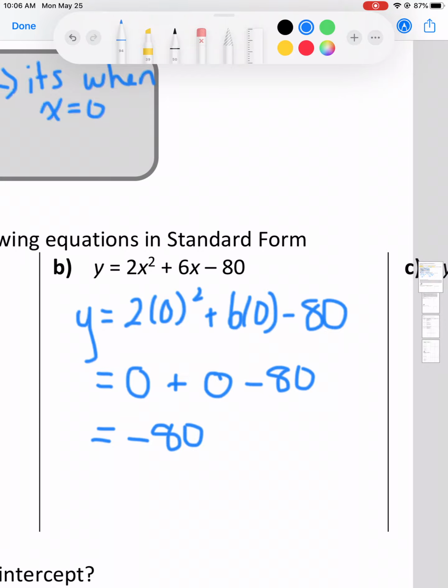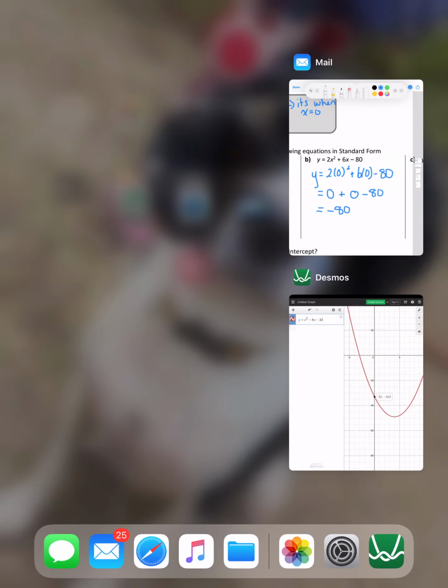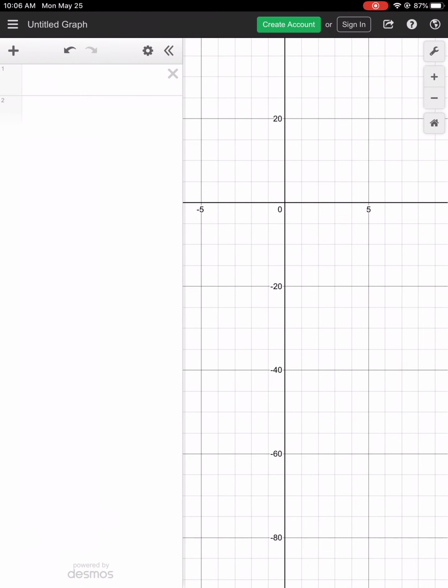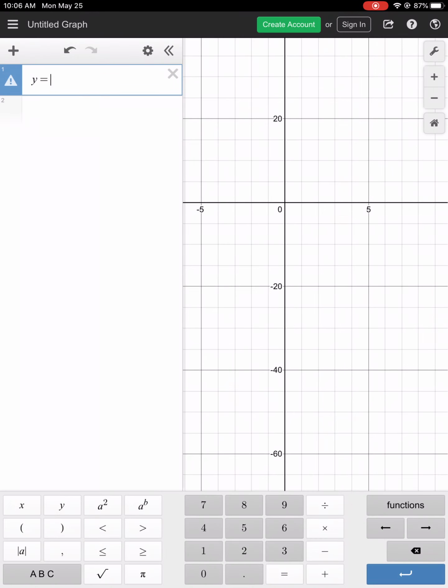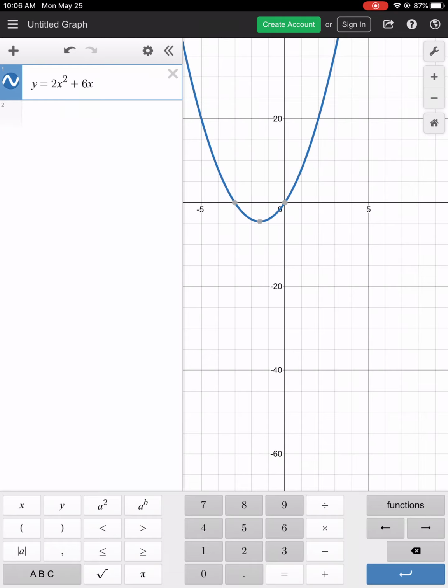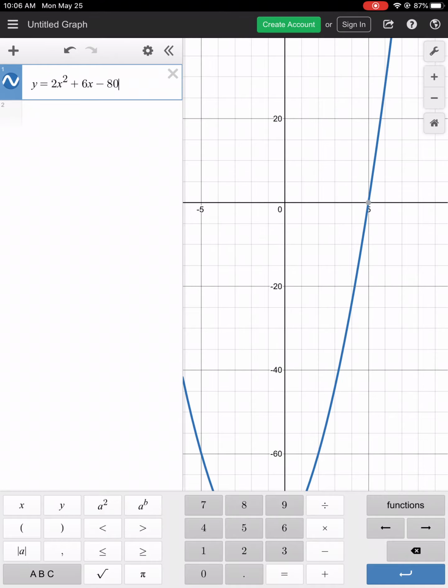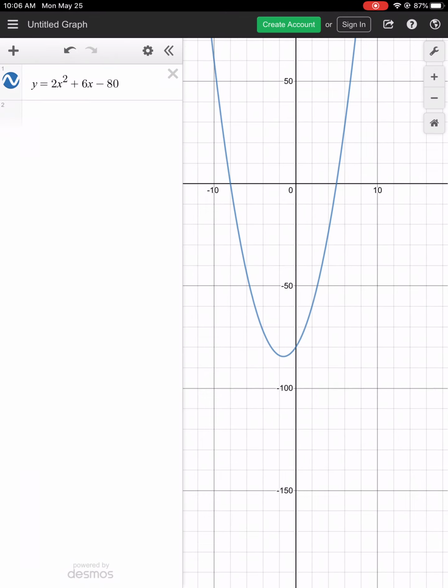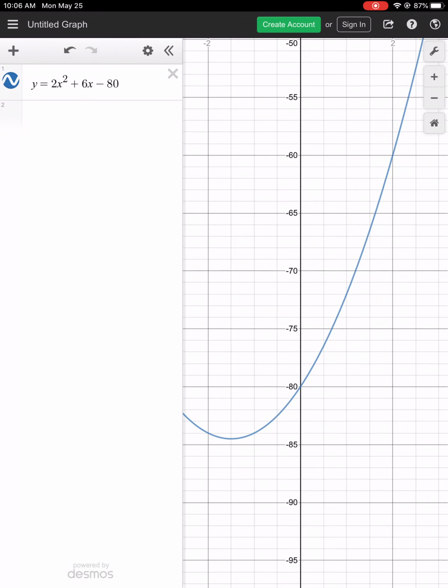Let's see if that works. I'm going to graph it. y is equal to 2x squared plus 6x minus 80. Where does it cross our y-axis? Voila, at negative 80. So we're right.